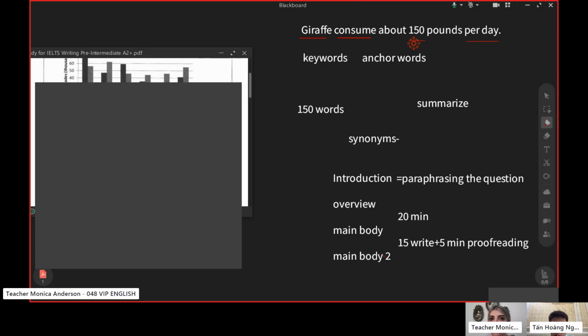150. This is really important because, of course, it indicates the amount of food that each giraffe eats per day. So I can't remove it, and I can't change it. 150 is a number, so this is unchangeable. Well, so we know keywords and anchor words. Now, let's paraphrase the sentence. First of all, we write giraffe. This is an anchor. Consume. Do you know any other synonym for consume?